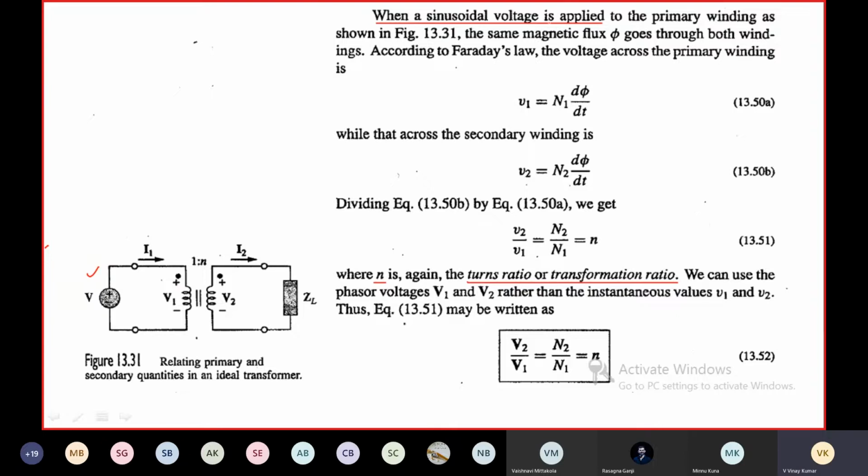When a sinusoidal voltage is applied to the primary winding, as shown in the figure, the same magnetic flux phi goes through both windings. Phi is the flux produced in coil 1, which is equal to phi 11 plus phi 12. This is the flux which is linking both coils. What is the induced EMF in coil 1? V1 is equal to N1 d phi by dt. Let the total flux phi be the flux linking both coils. In an ideal transformer, K is equal to 1, which means phi is the total flux which links the two coils.